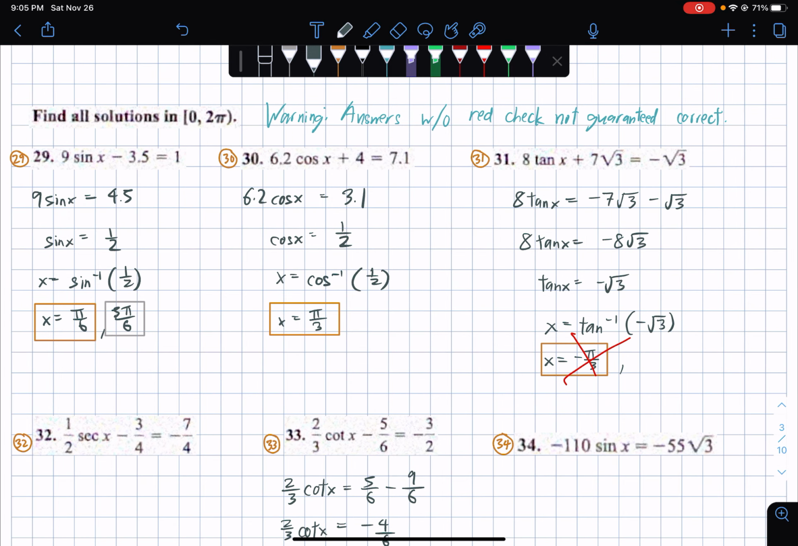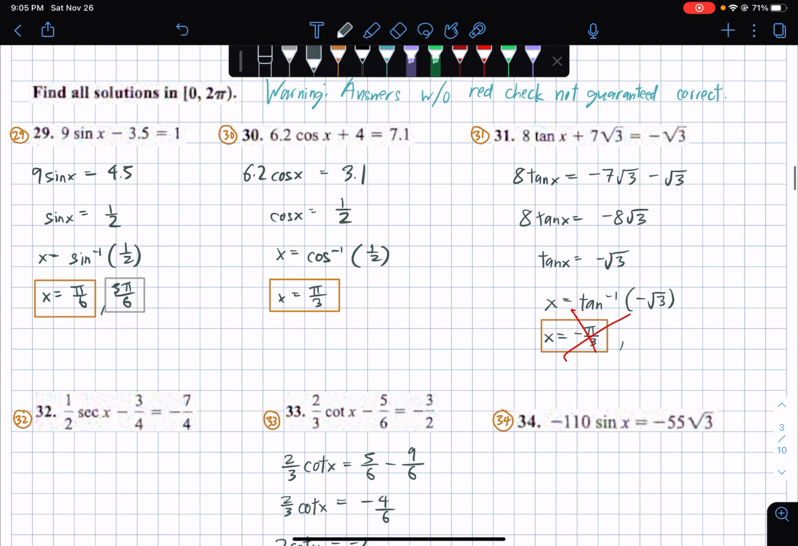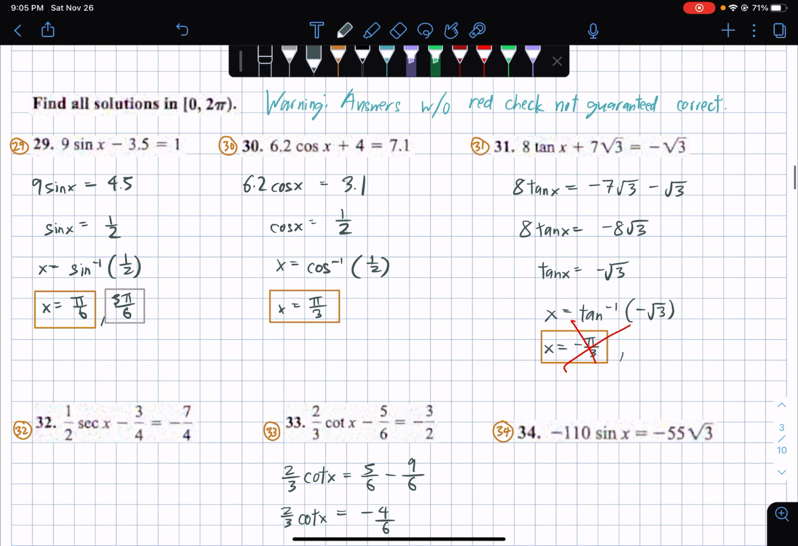For number 30, that's everything that I could write for number 30. I believe that there are more solutions, but I won't write them anymore.